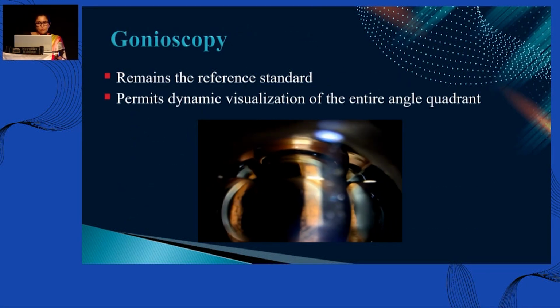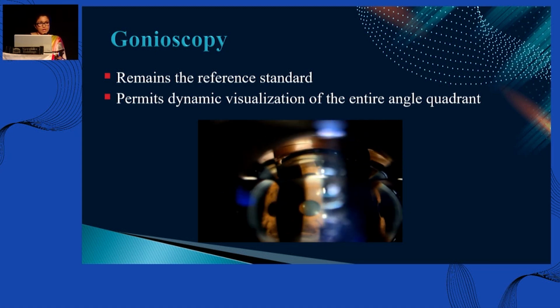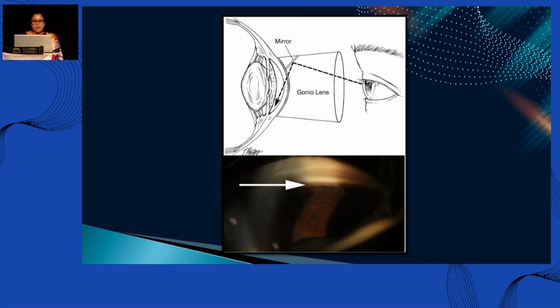One needs to remember that gonioscopy remains the reference standard for assessing the anterior chamber angle. It permits dynamic visualization of the entire angle quadrant. I will highlight a few important points about gonioscopy, as this is the simplest technique to visualize the angle. With this, we visualize the opposite angle. What we see is a mirror image and not an inverted image. If we see the superior angle, it is a superior angle, not the inferior angle that we see. So it's a mirror image and not an inverted image.